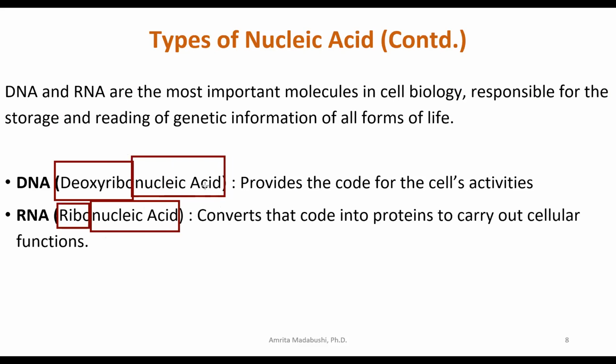One of them is important for storing all the information and passing it on. The other one, which is RNA, converts the code into proteins to carry out cellular functions. So that is the role of these two. Again, this one is what information is stored in your cell, and this is what translates that information into something useful.